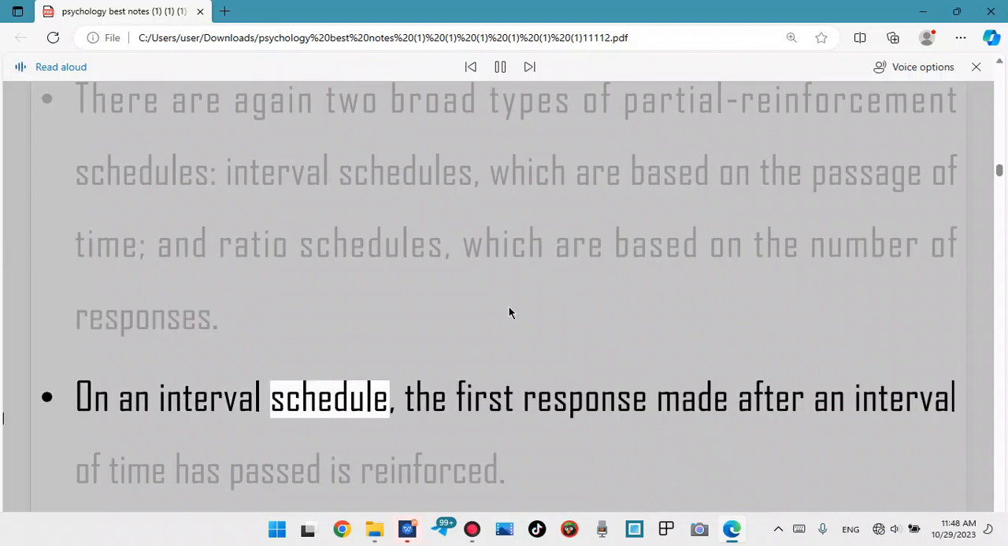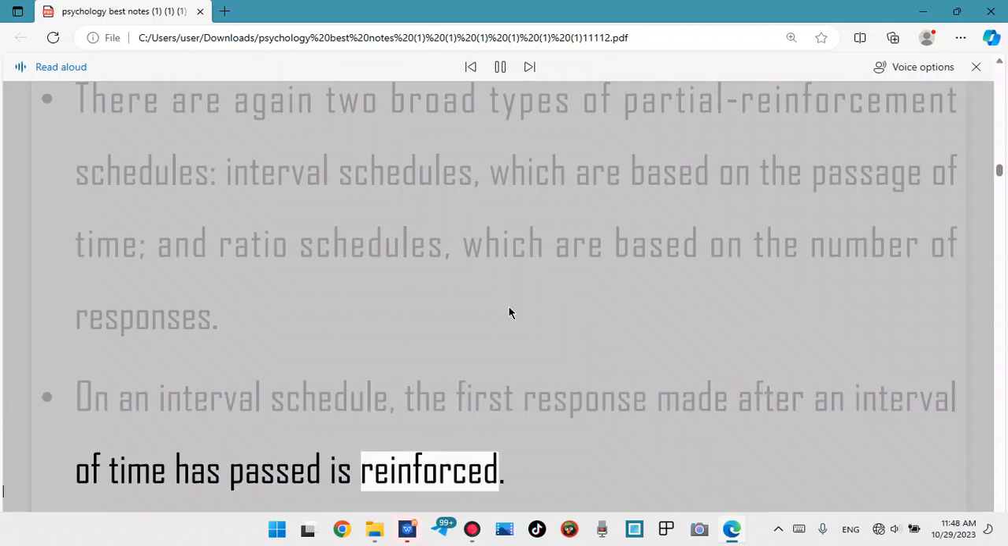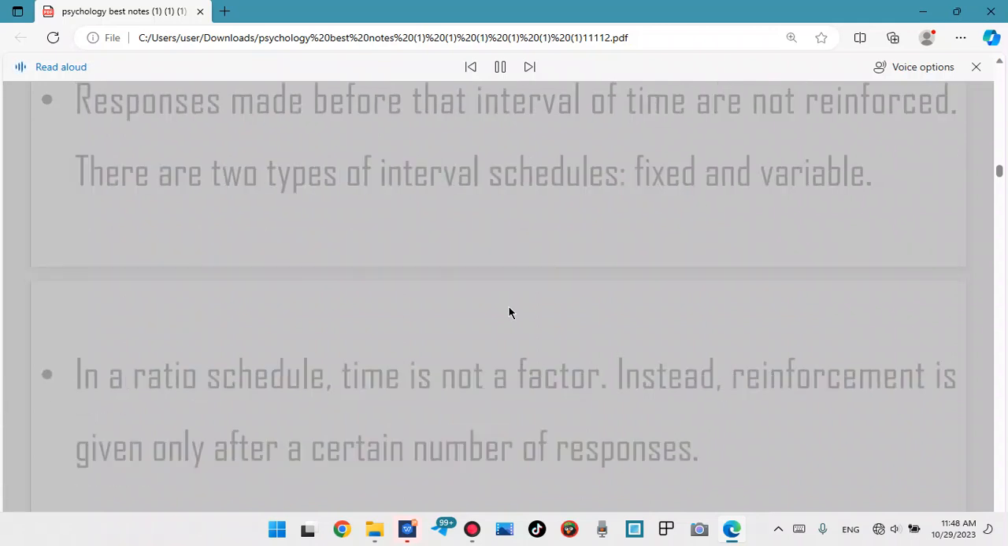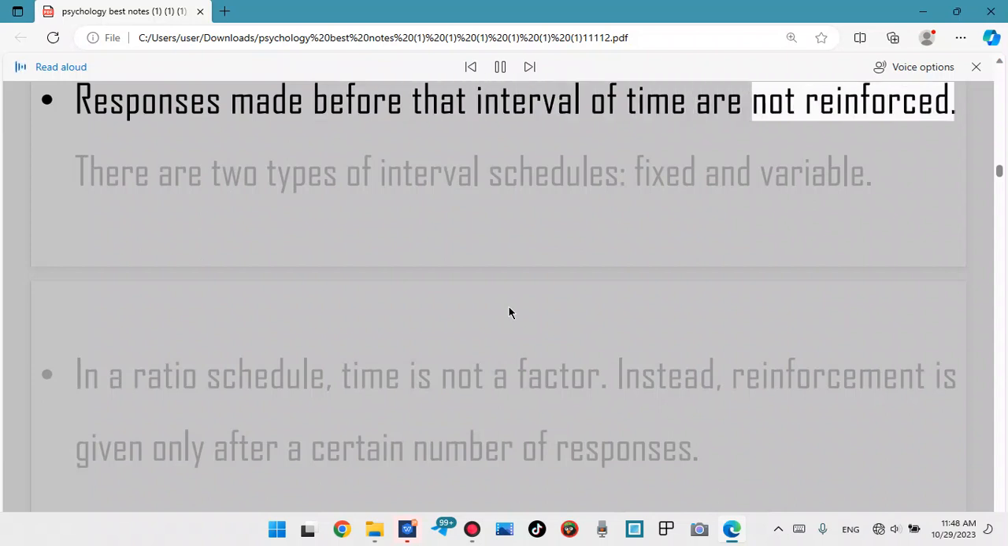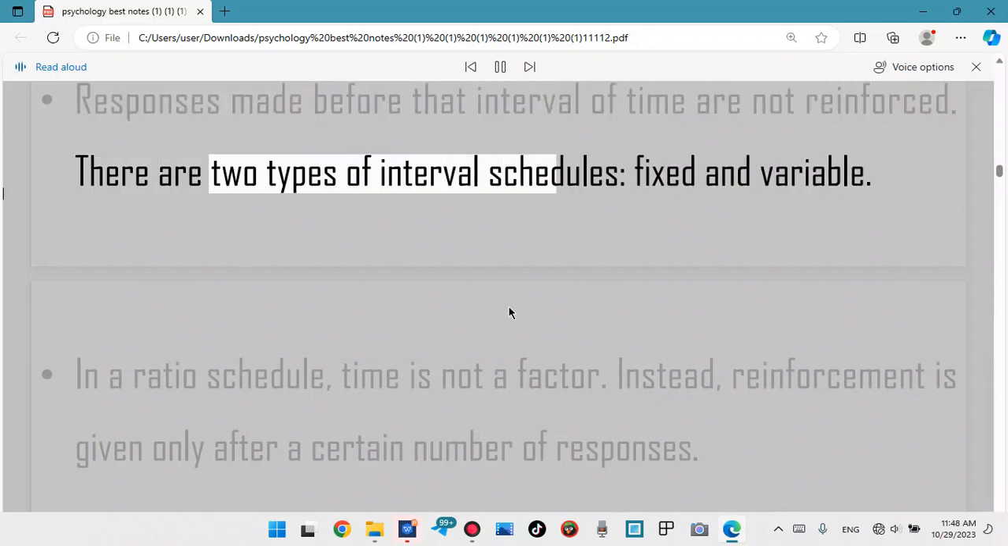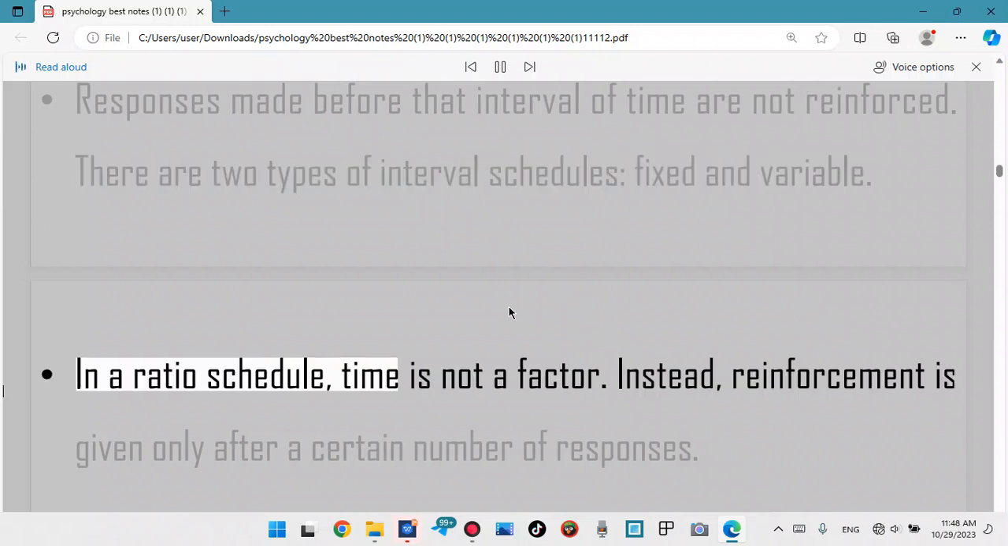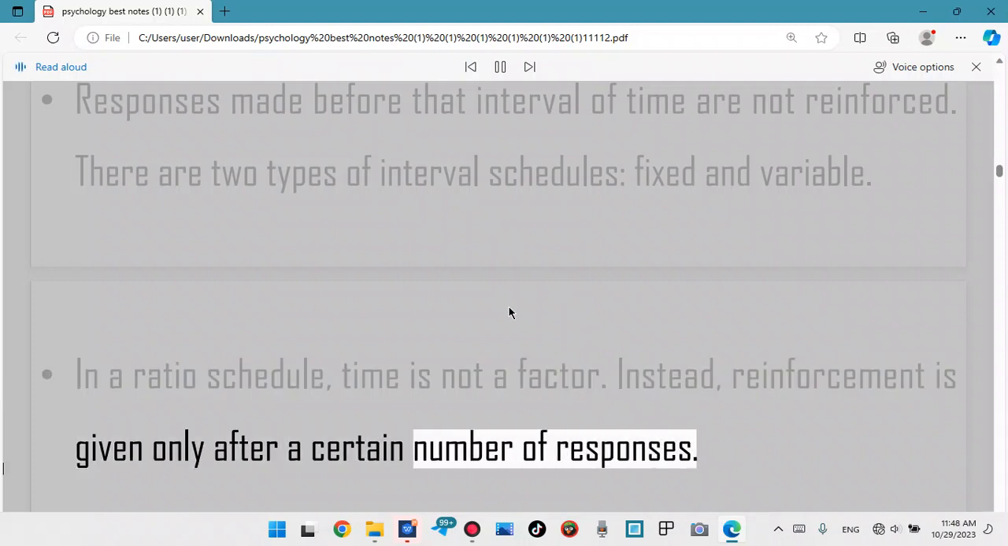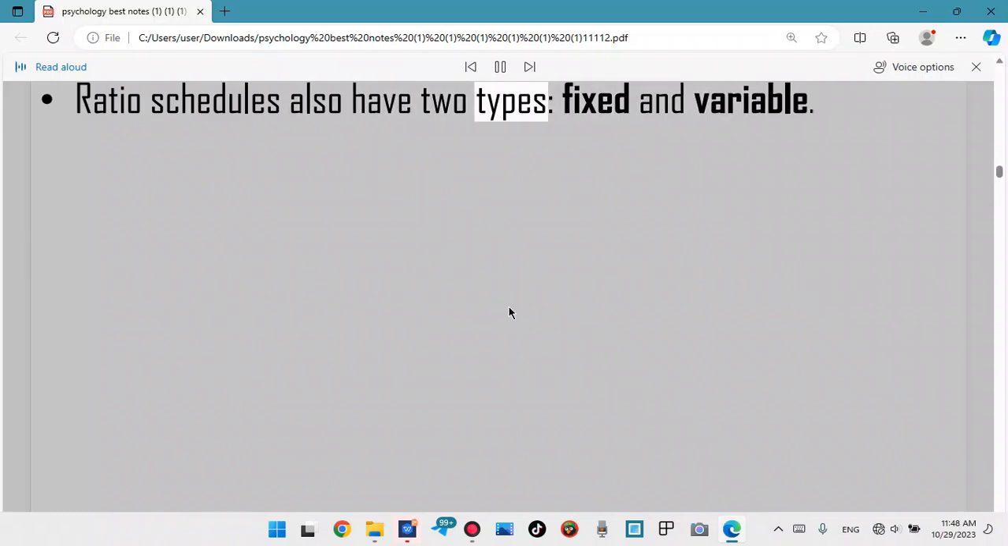On an interval schedule, the first response made after an interval of time has passed is reinforced. Responses made before that interval of time are not reinforced. There are 2 types of interval schedules, fixed and variable. In a ratio schedule, time is not a factor. Instead, reinforcement is given only after a certain number of responses. Ratio schedules also have 2 types, fixed and variable.